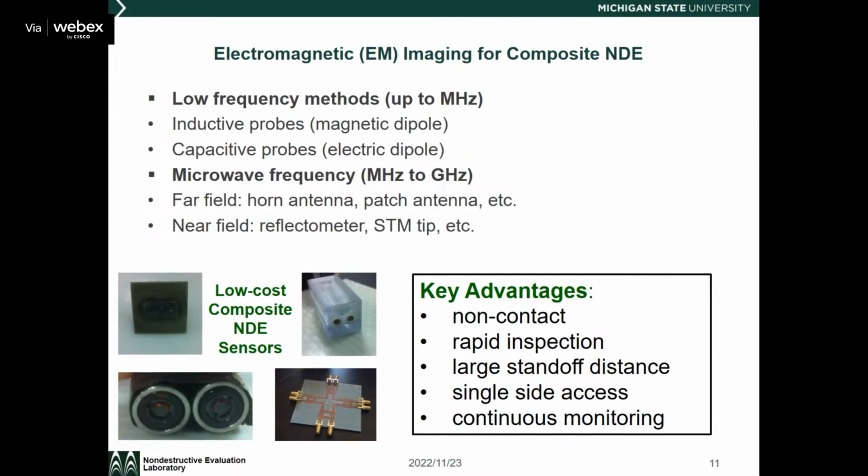Okay, so for imaging for composite NDE, we can have different methods. For example, starting from low frequency up to megahertz, you can use inductive or capacitive measurement. Physically or mathematically, you can model that using a magnetic dipole or electric dipole. From the fundamentals of electromagnetics, you can easily understand what a magnetic dipole and an electric dipole are. You can have a two-particle model to understand that.